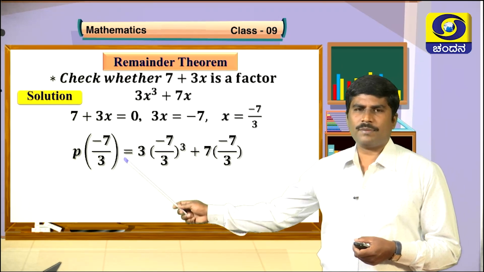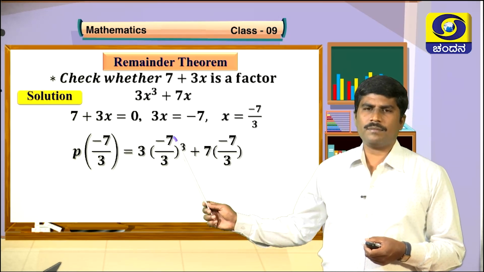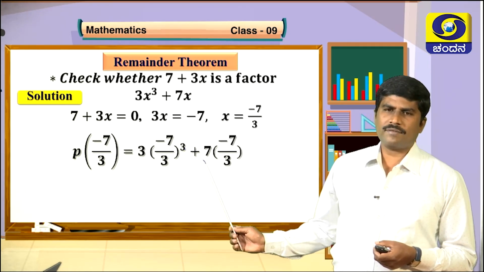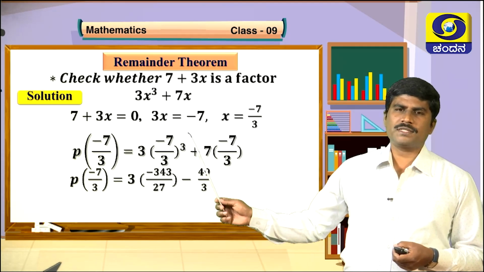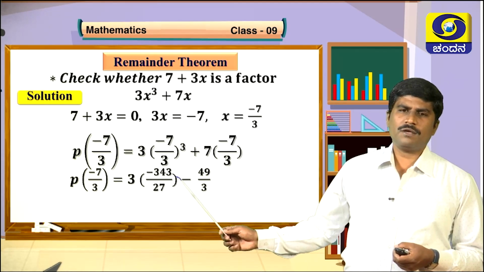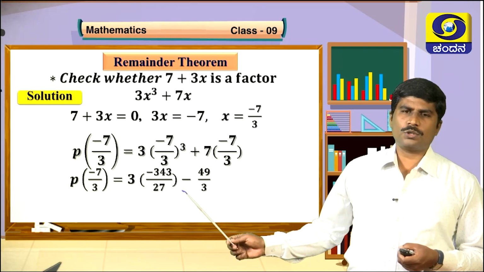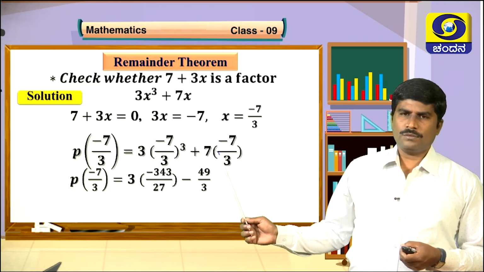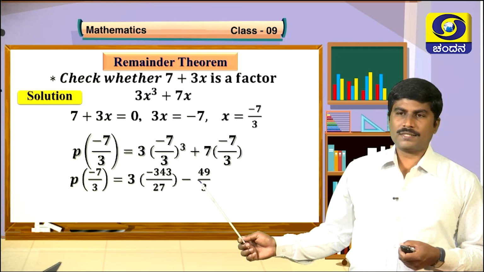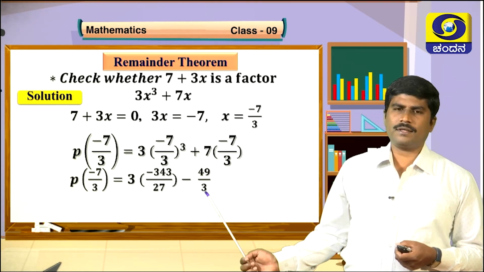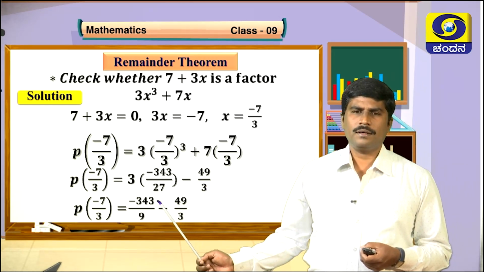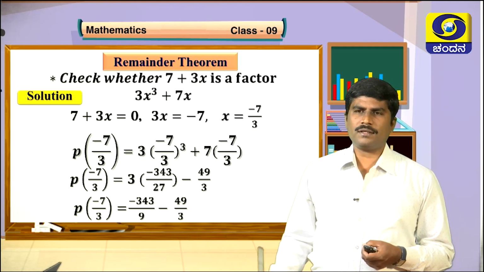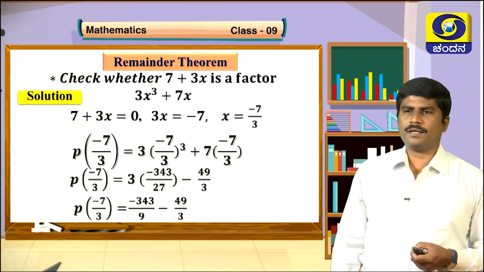So p of minus 7 by 3 is equal to 3 into (minus 7 by 3) whole cube plus 7 into minus 7 by 3. If you do the cube of 7, you will get minus 343. Cube of 3 is equal to 27. 7 into minus 7 is equal to minus 49, plus into minus is minus, so minus 49 by 3. In the same way, if you divide 3 by 27, that means 9. So you will get minus 343 divided by 9 minus 49 by 3.